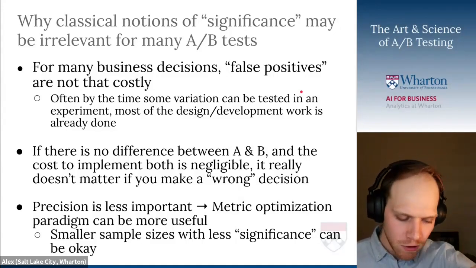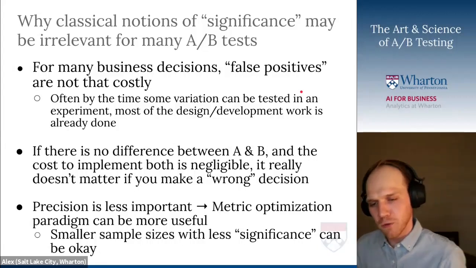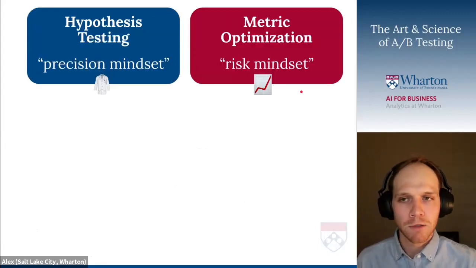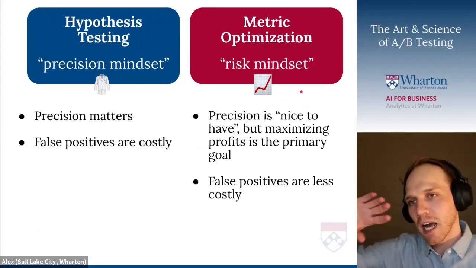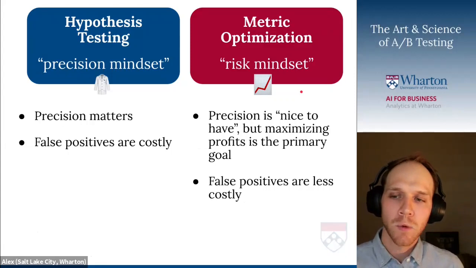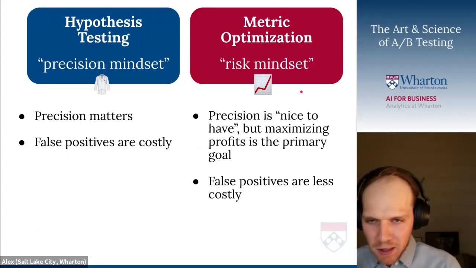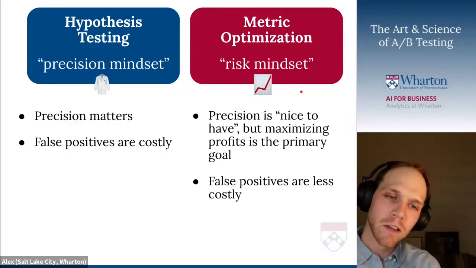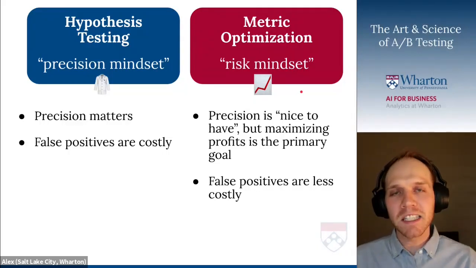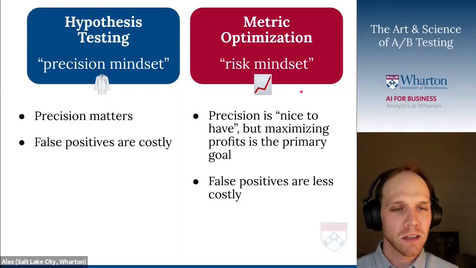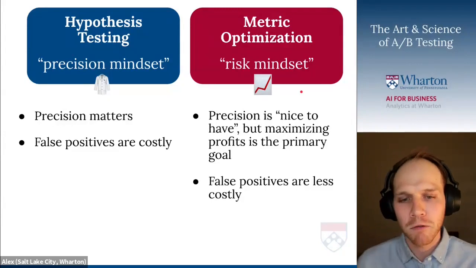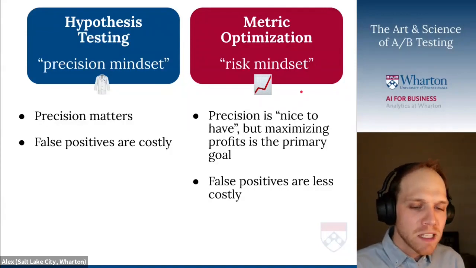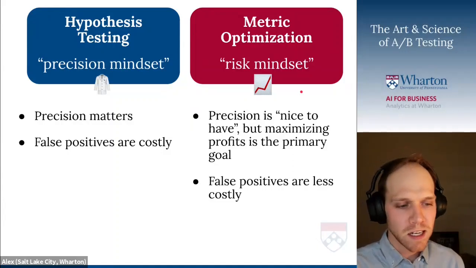In these situations, adopting the metric optimization paradigm can be much more useful, right? And in this paradigm, smaller samples with much less significance can actually be okay. So again, just to summarize the difference between these two paradigms: the hypothesis testing paradigm is a precision mindset, where precision matters a lot. It's very important to make sure you're making the right decision in all scenarios. False positives are costly. In the metric optimization paradigm, which you can think of as a risk mindset, precision is a nice to have. It would be nice to be able to precisely quantify the difference between the treatments you're experimenting with. But really the main thing you care about is maximizing your profits over a fixed period of time, right? And in this case, false positives can be much less costly than they are in other scientific paradigms.